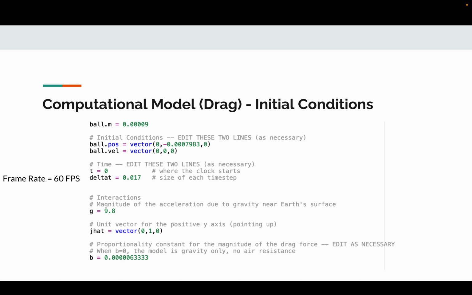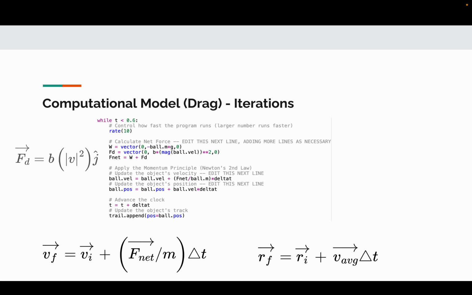Now we have the code to include the drag force. Notice that the code is essentially the same, however we have to include a non-zero number into our b value to include drag force. Since we're including the drag force, the net force will be equal to the magnitude of this drag force added to the weight of the paper ball. This code is shown here, and the formula for the drag force and its respective variable equation is shown here. The position and velocity update formulas remain the same.